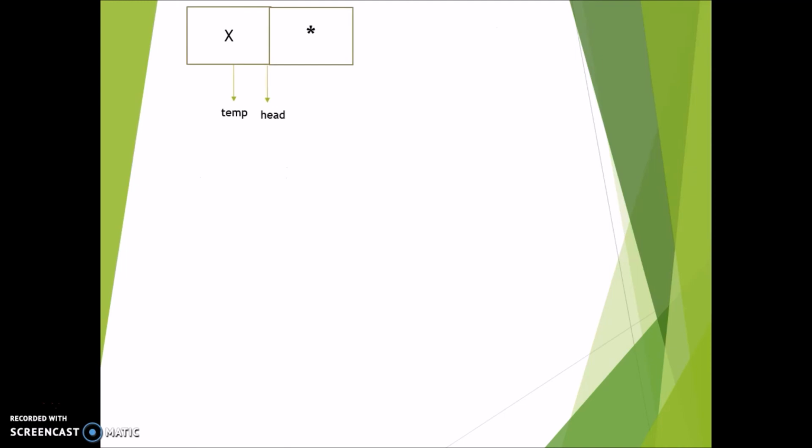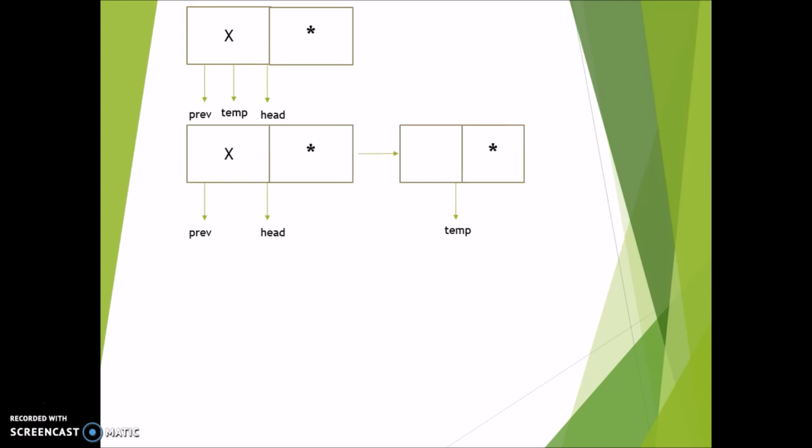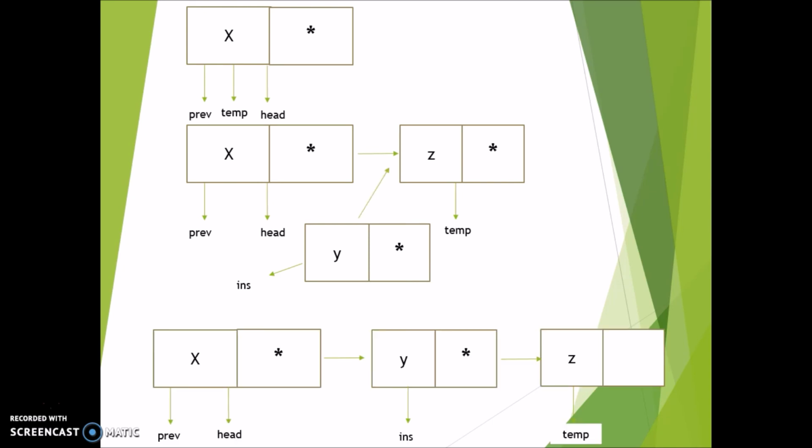Okay, so this is how it works. First we set temp equals to head, and while temp is not equal to null and is not equal to data Jack, we set previous equals to temp, and temp is now at the next node of temp. And if we find the data Jack, we will create a new node called ins, and we set the data of ins equals to y, and we point the next of ins equals to temp, and now we set the next of previous equals to ins. So that's how it works.